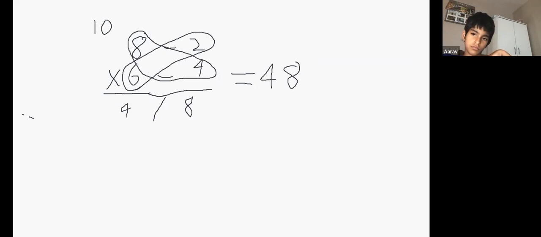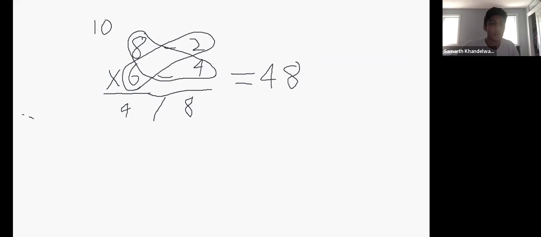Is anybody still confused as to how this multiplication took place? Raise your hand. Everybody can lower their hands. And now raise your hand if you are still confused as to how this multiplication took place. Okay, sounds good. So now we'll do something a bit bigger.